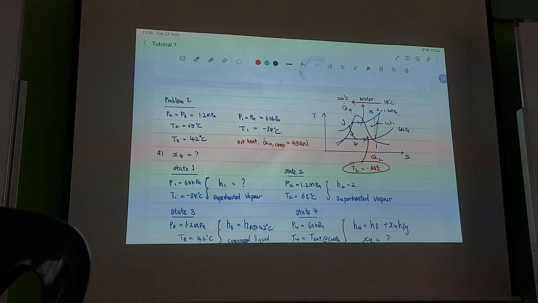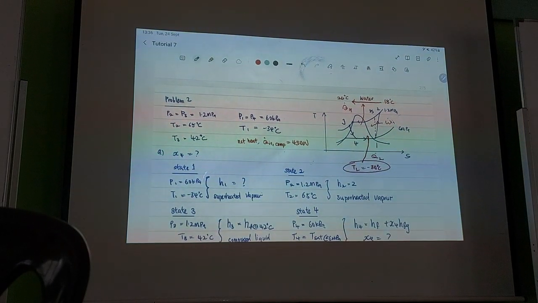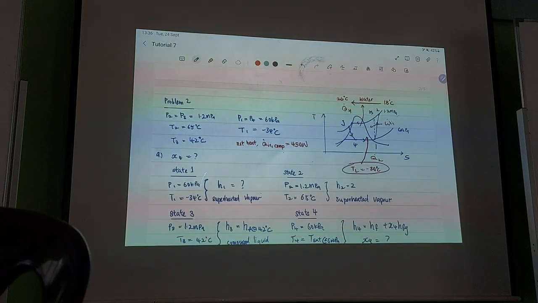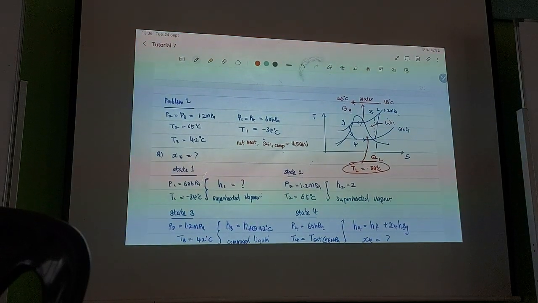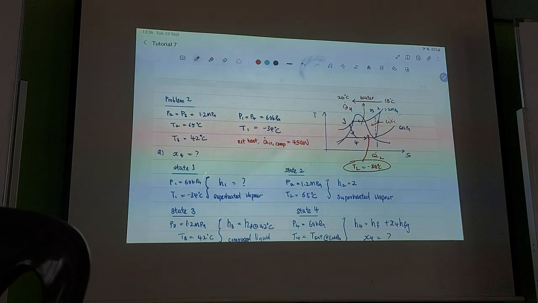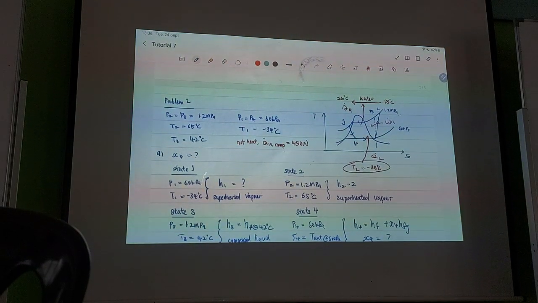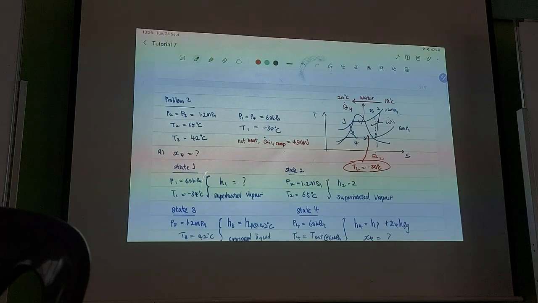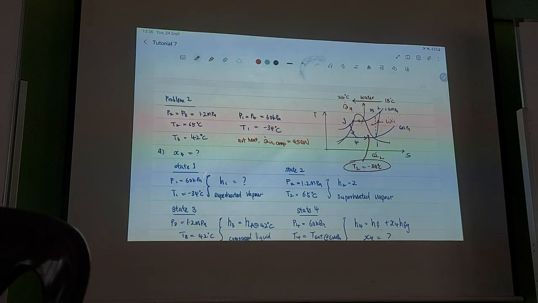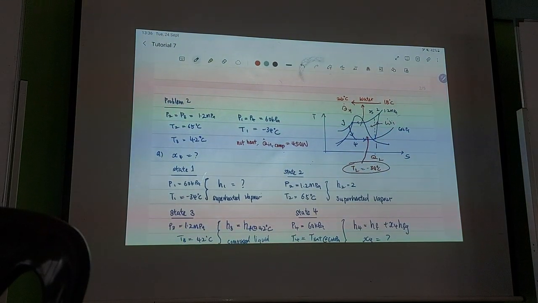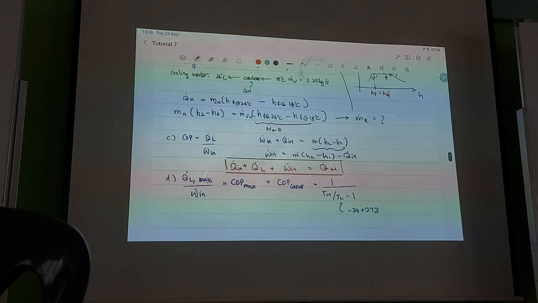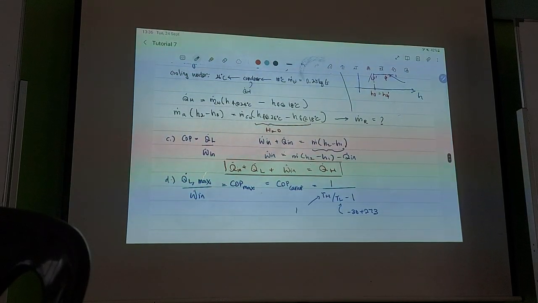Why? Before the heat is included. Yeah, why? I'm asking why you choose 18. Why? Before the energy is transferred into the water. I mean, the answer is correct. This is the lower one.